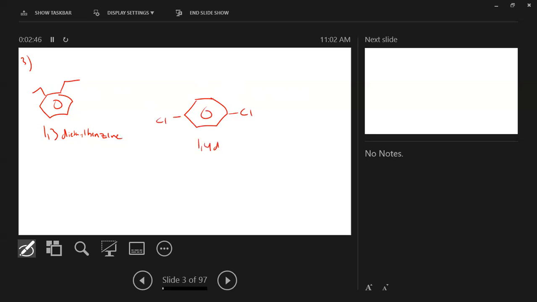All right, we'll go to question 3. Question 3, it's another naming. We have this, and they want to know what that's called. That's called 1,3-diethylbenzene. And then I have this one. If you have something different, you have to pay attention to where your substituents are. This is 1,4-dichlorobenzene for me.